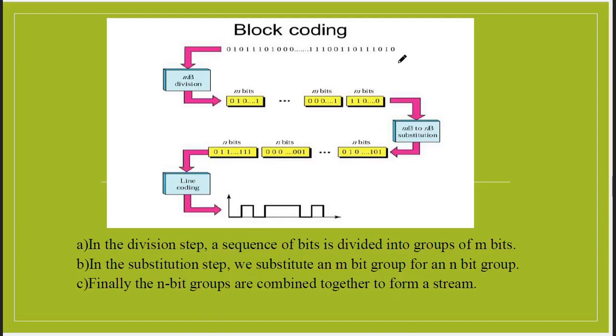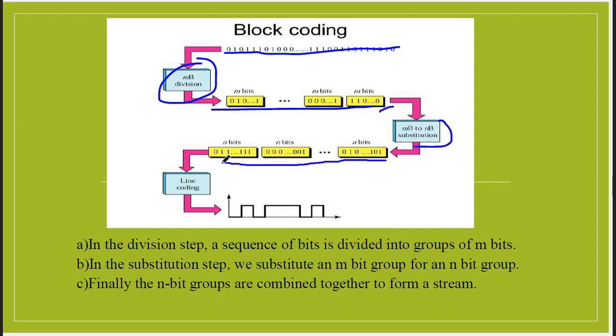Let's see about block coding. There is the binary data. The m bit division is the first step: a sequence of bits is divided into groups of m bits. After the division step, in the substitution step, we substitute each m bit group with an n bit group. Finally, the n bit groups are combined together to form a stream, and then it performs the line coding.